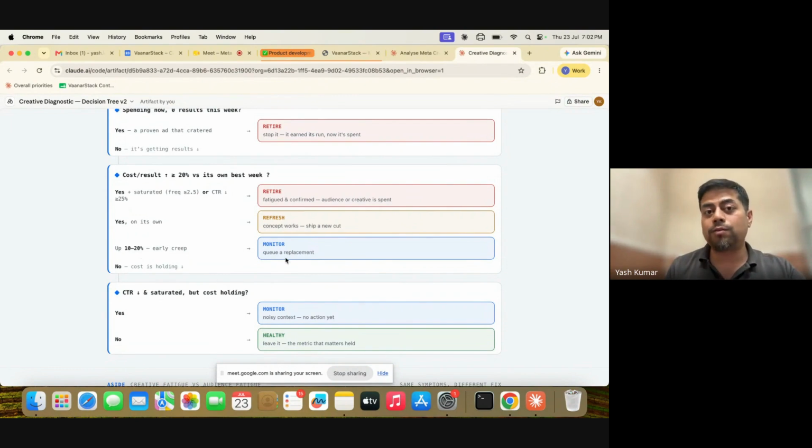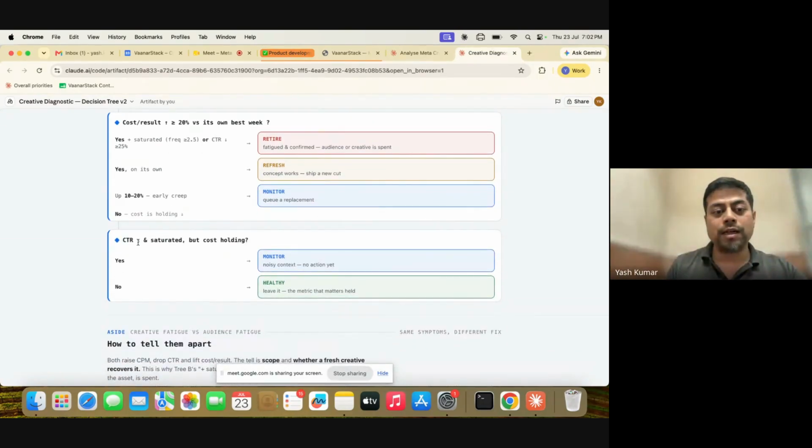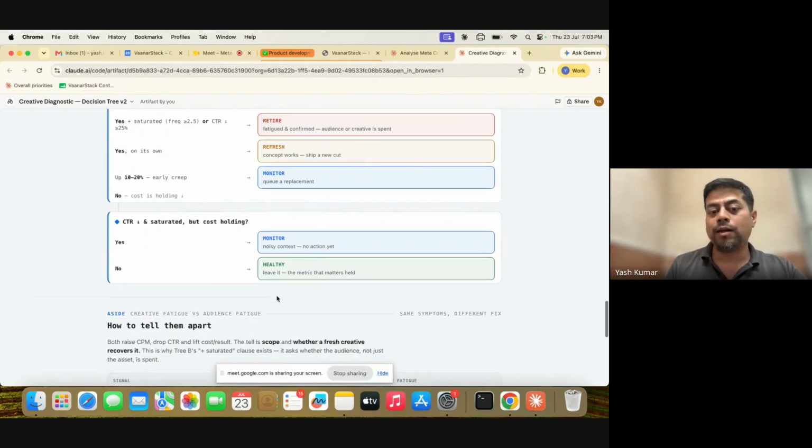Up to 10 to 20%, I would monitor. I would queue a replacement. That means that I need to be working on new ads, but I'm monitoring that right now, right? Now, if CTR is down and saturated, but cost is holding, again, I would monitor. Like I had said initially, ultimately what matters for you is the cost component, and nothing else. What is critical is the cost per result, and if it is good, then it is healthy, right?